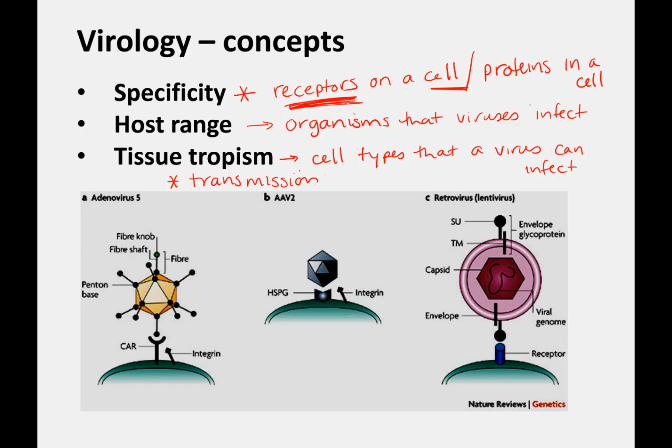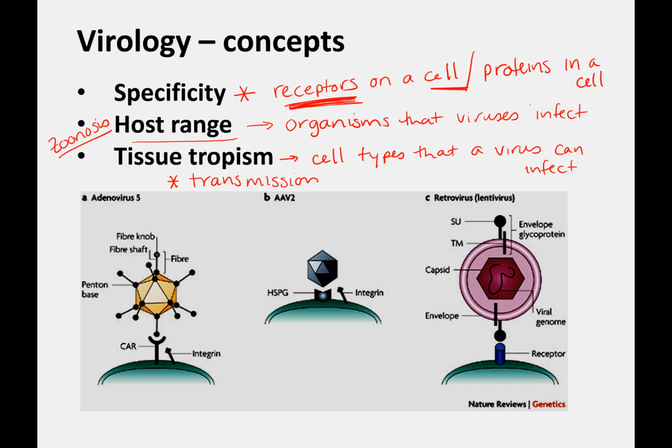Another concept I'll just throw out here with host range, we'll talk about next week, is zoonosis. So some viruses can go from animal to humans. Again, it's not like cat, dog to humans. Some viruses have reservoirs in animals like bats or primates. Very few are domesticated animals to people, but rabies is an example of a zoonotic virus as well.